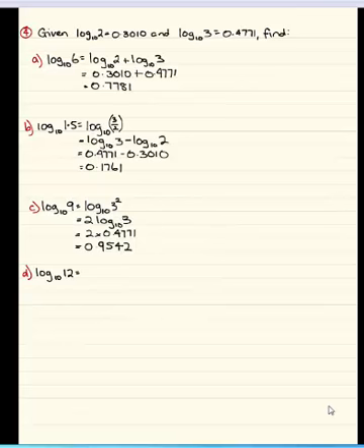I want to see if you can work out the last one. So you've got to start thinking here. This one's going to have a couple of steps. How can I get 12 out of 2 and 3? Remembering that we can multiply them, we can divide them, and we can raise them to a power.